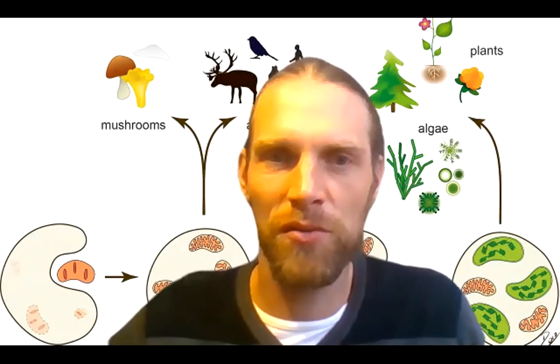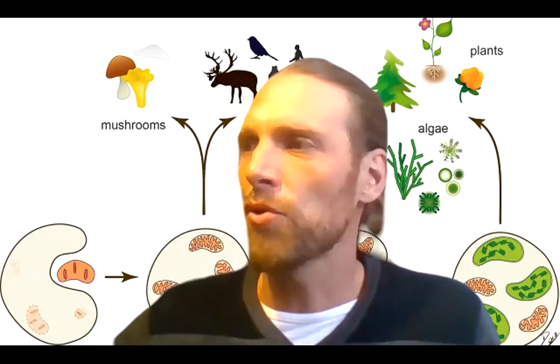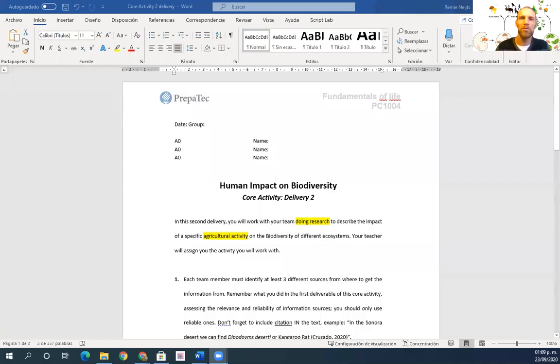So I'll share my screen with you. The second entry is about investigating human impact on biodiversity. Remember that in the first part, you were looking for definitions about ecosystems and biodiversity. So basically, you have the terminology, what this means. And now we go a little bit more in depth to investigate the human impact on biodiversity.